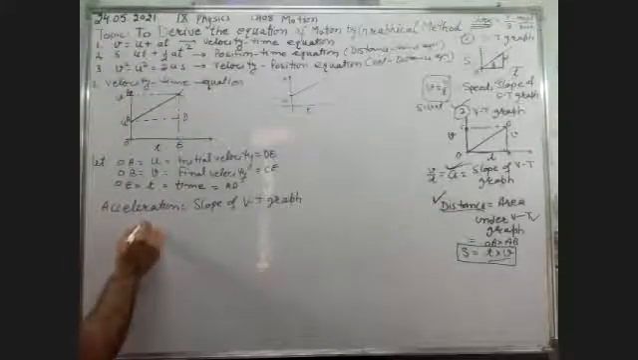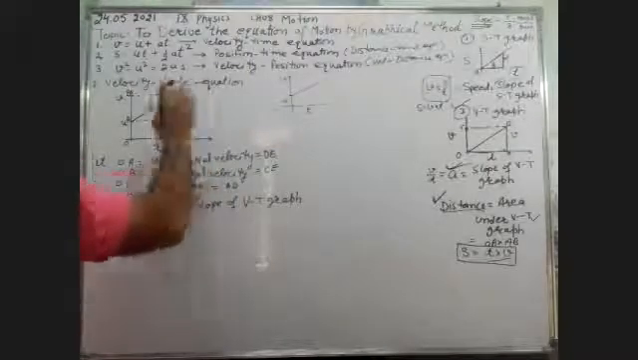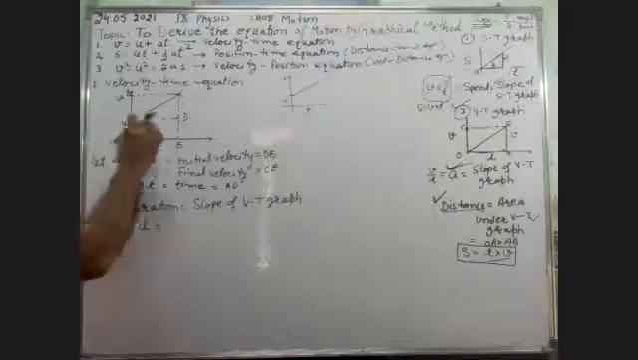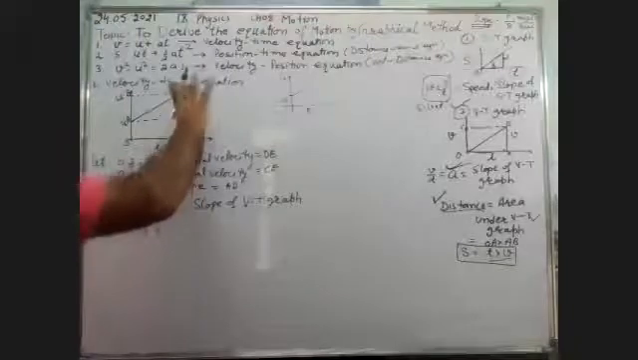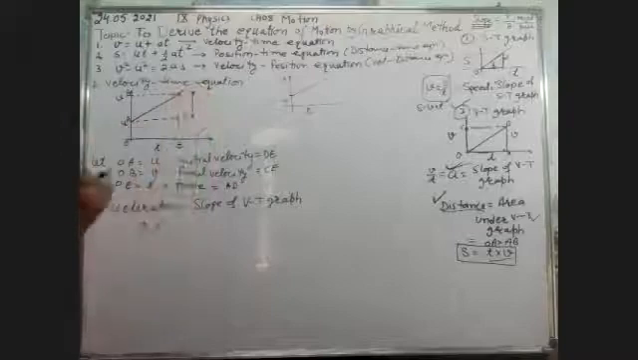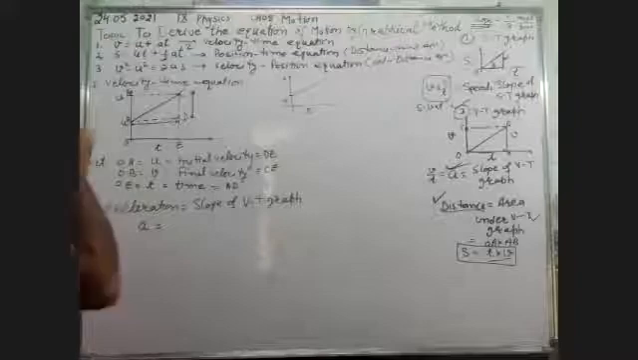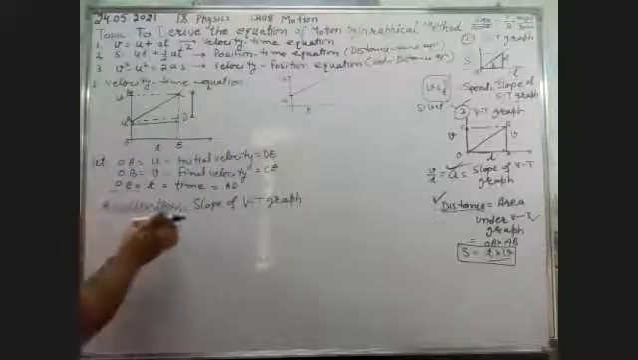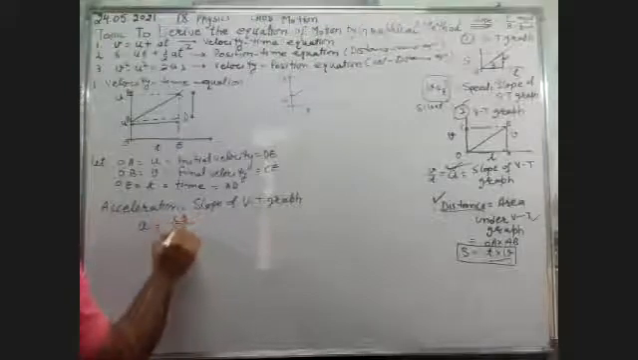So what is acceleration? We are using acceleration A. A is for acceleration. What is slope? Just simply look at the triangle ADC. In triangle ADC, what is the perpendicular? This DC is the perpendicular. What is the base? This AD is the base. So what is the perpendicular? This CD. What is the base? This AD. So the slope of the VT graph is CD divided by AD.